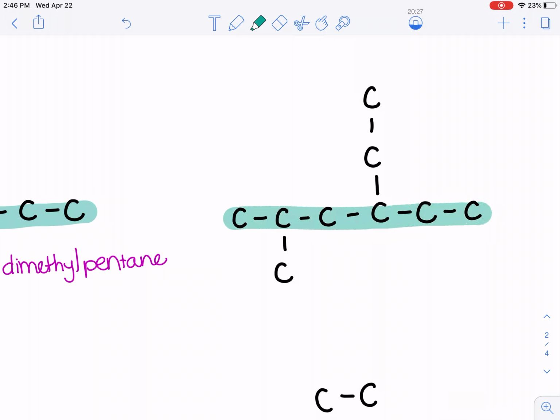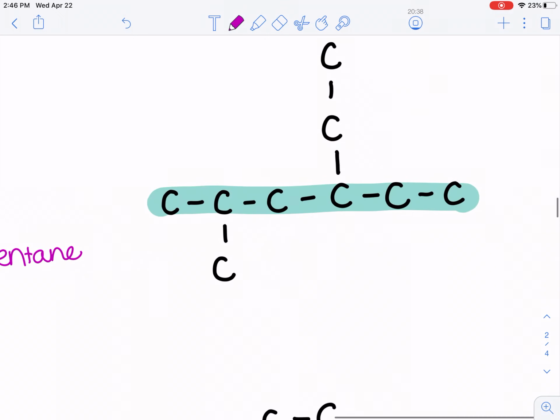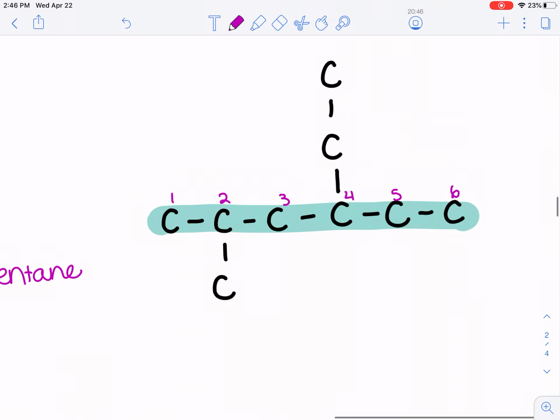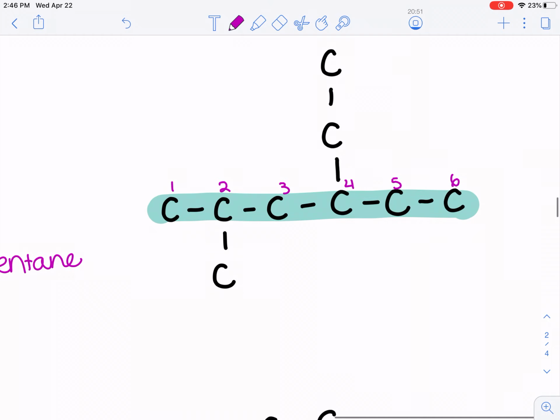One, two, three, four, five, six. That or this, 1, 2, 3, 4, 5, 6. Still a chain of 6 carbons. It's not going to change our answer. I'm going to number this direction because we get 2 and 4. If we numbered from the other direction, it would be 3 and 5. 2 and 4 are smaller than 3 and 5.